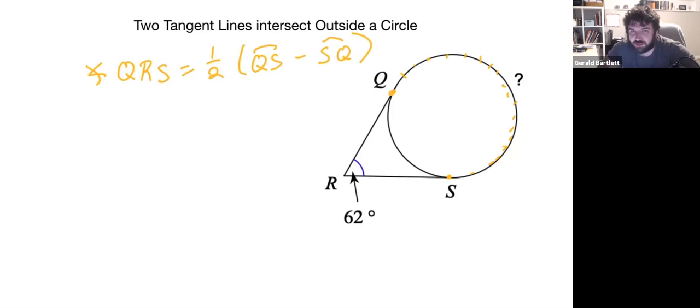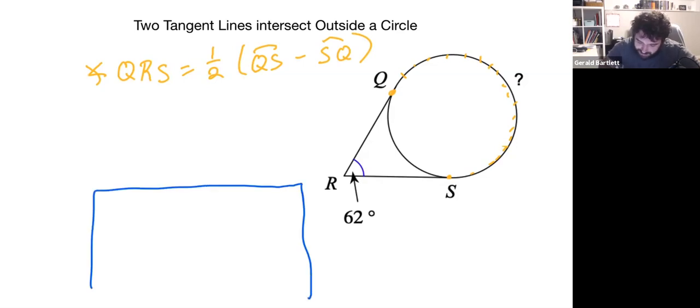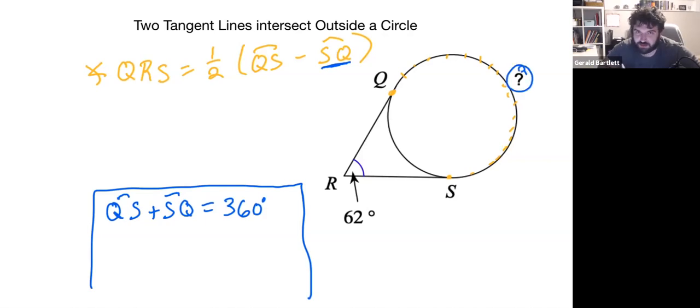I only have one question mark. I only have so much knowledge. So I have to get some sort of quick relationship between QS and SQ. Thing I should know from what we talked about a couple minutes ago, QS plus SQ are 360 degrees because they are the two arcs that make up this angle. So I need a variable for SQ because I know that I'm trying to find QS. So I don't want to substitute out QS. I want to substitute SQ away. So to do that, we'll solve for SQ by subtracting QS from both sides.